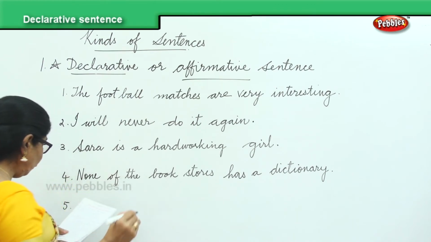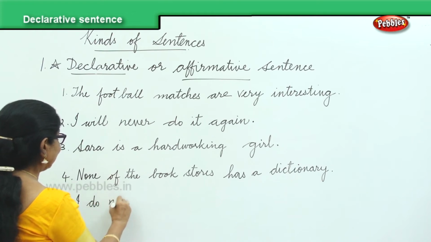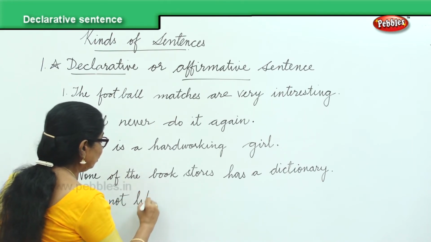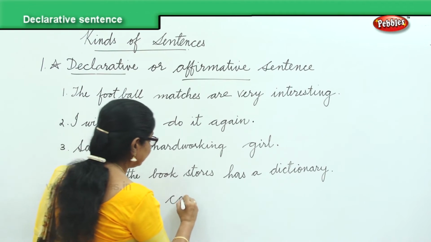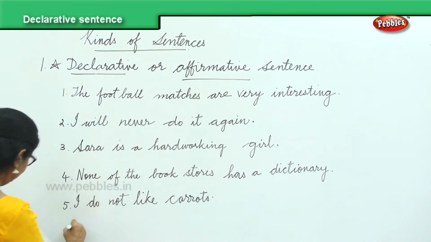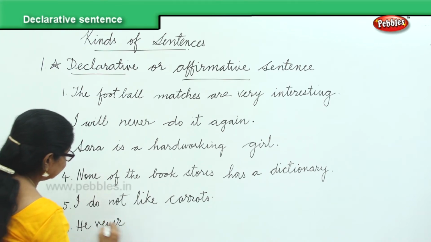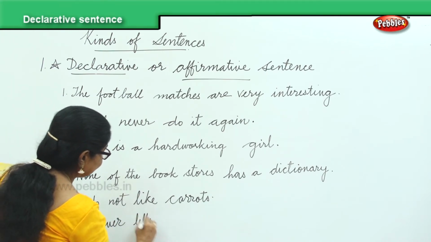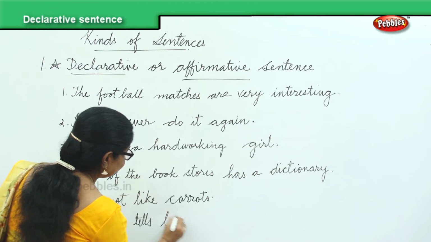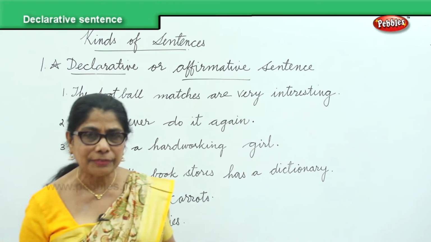Read these sentences aloud for yourself. I do not like carrots. And then you have here, he never tells lies. Now, I have got 6 sentences here. They are all declarative and affirmative sentences.